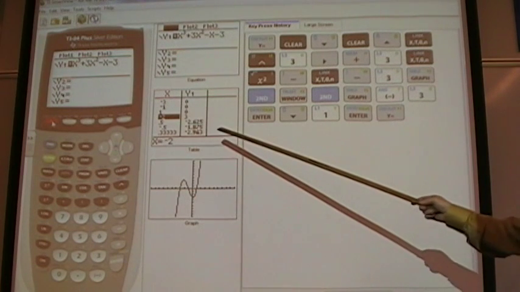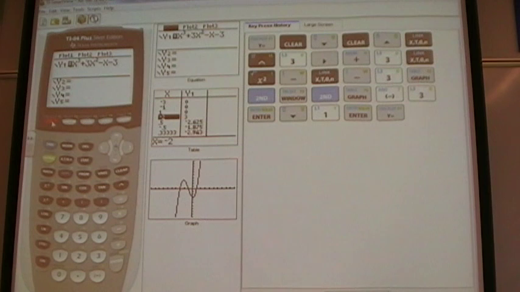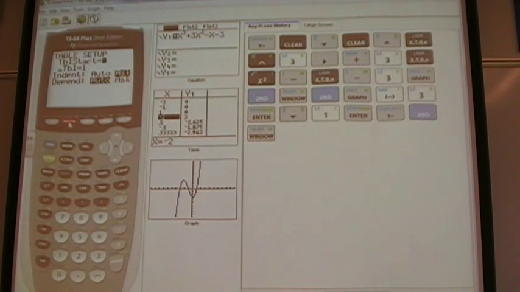So what you want to do is go to your table. But before you get a table, make sure yours is set up correctly. Go to second window and make sure your independent variable is on ask. It needs to be on ask. Most of them should already be because I think we've done this before.